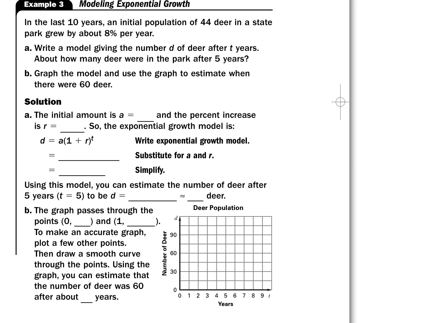Well, an exponential growth model just takes the form A, the initial amount, or the initial population, times the quantity 1 plus r, the rate, in decimal form, raised to the power of t, which is time in years. So this is going to be the formula that we are going to use.